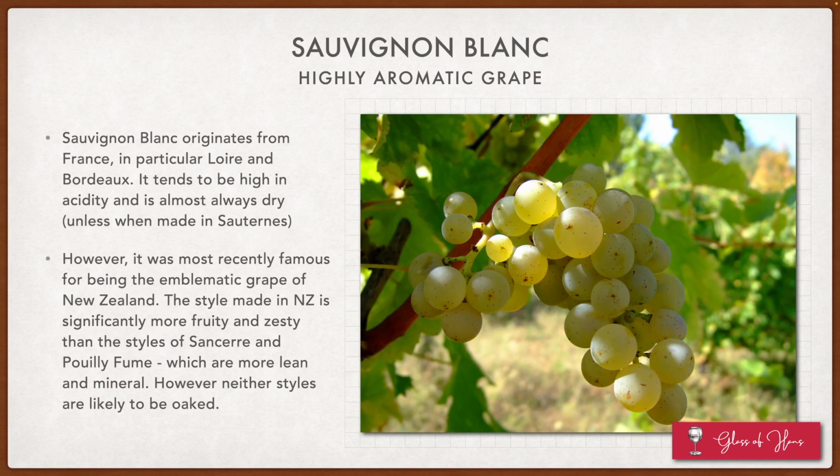Of course, who can forget the highly aromatic Sauvignon Blanc? So Sauvignon Blanc originates from France, in particular Loire and Bordeaux. Sometimes people forget that Bordeaux is big on Sauvignon Blanc too. It tends to be always dry and high in acidity, except when it's made in Sauternes, where we know it's used to make very sweet wines.